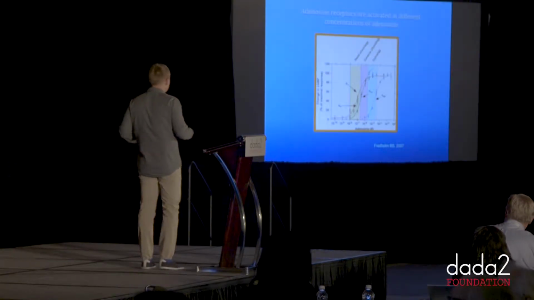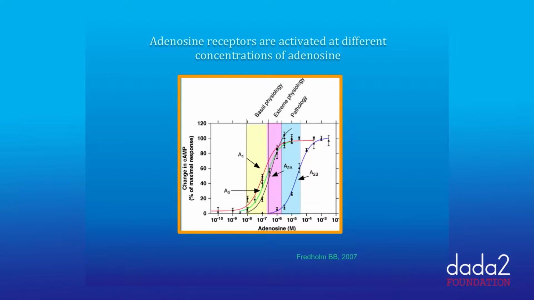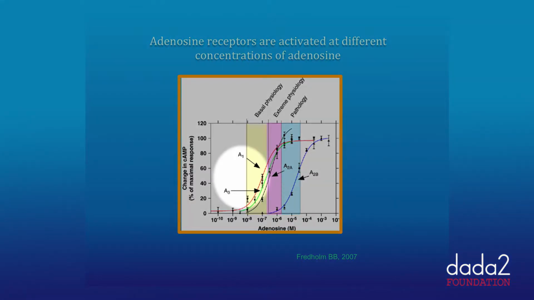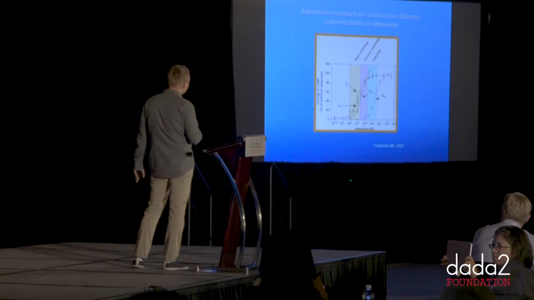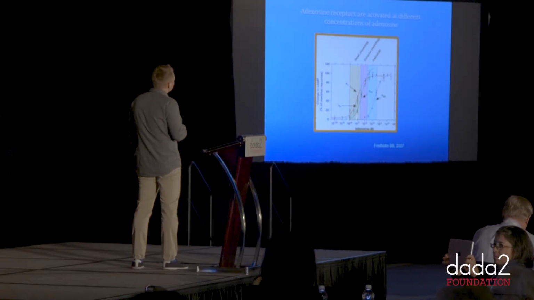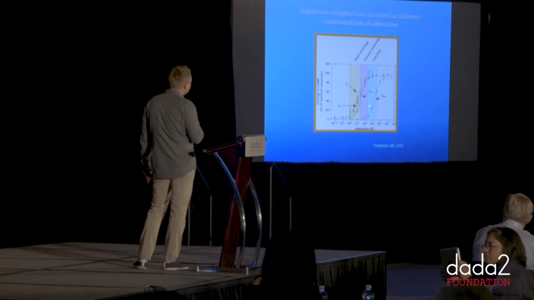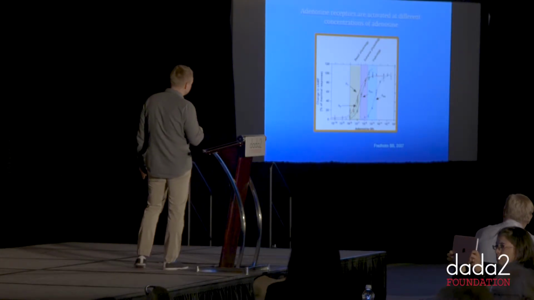Okay, so to make it more complicated, I would like to say that all these 4 different adenosine receptors have different affinity for adenosine. Otherwise said, they bind to adenosine at different concentrations. So let's say adenosine receptors A3 and A1 can be activated at very low concentrations of adenosine. And for the activation of A2B and A2A receptors, you need to increase the concentration of adenosine. So A1 and A3 may work in normal physiology, and A2A and A2B can be activated in extreme pathology.